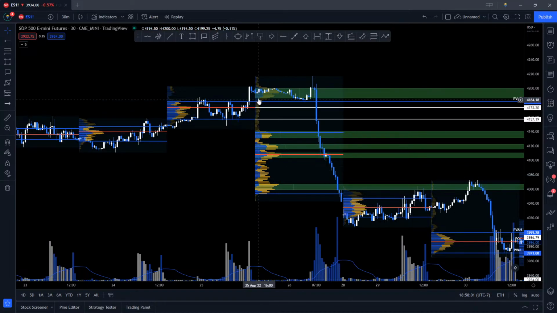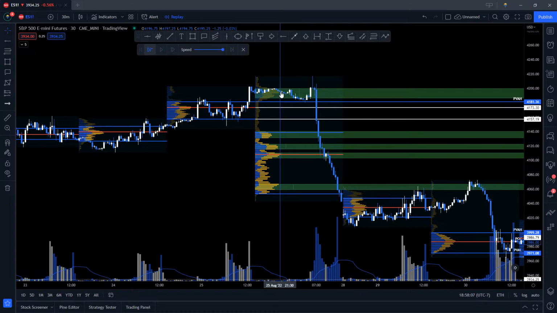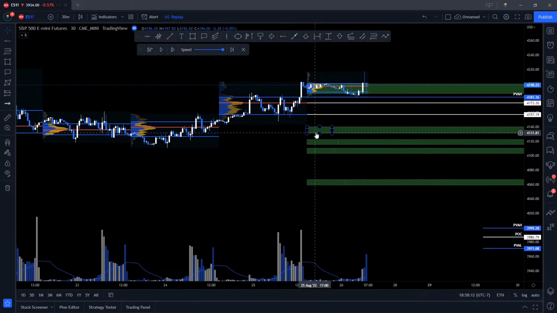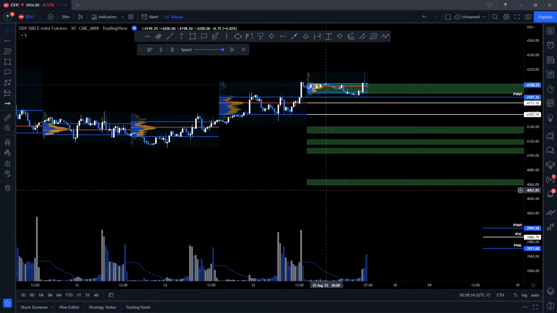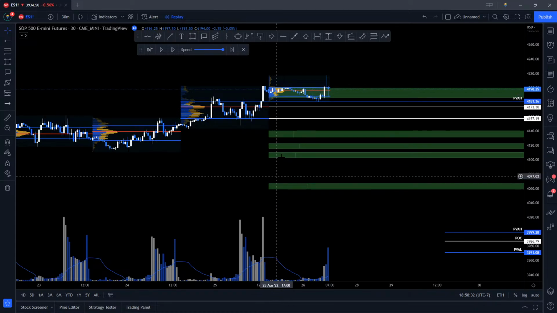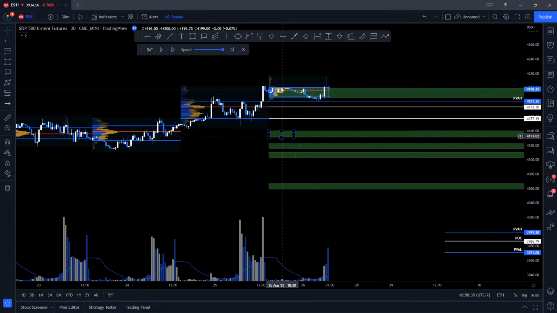So, these volume shelves, if we were to go back in time and replay, we didn't know about these shelves here, because none of this had played out. So we're cheating a little bit, but you want to use the volume shelves from before, and on higher time frames, to find where buyers and sellers are showing up. I was just doing this to show an example of how the volume shelves work on a given day.